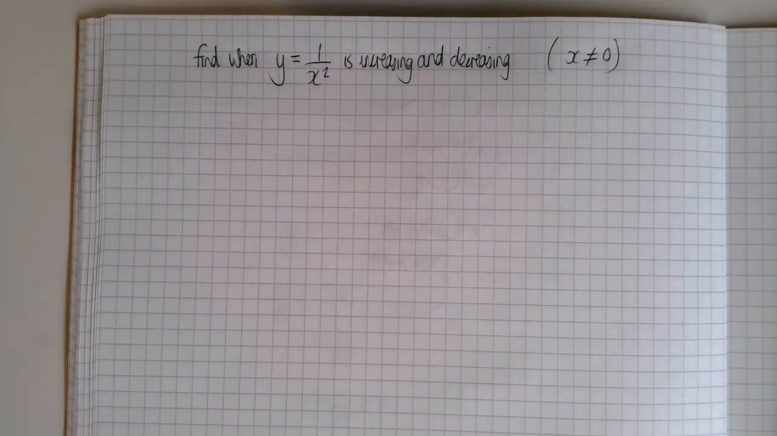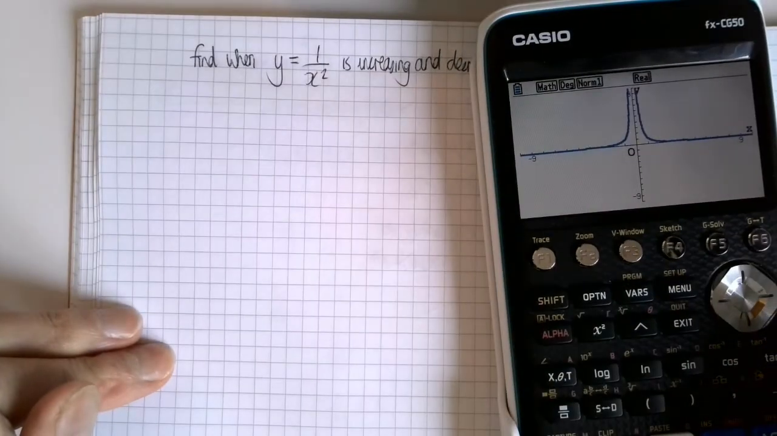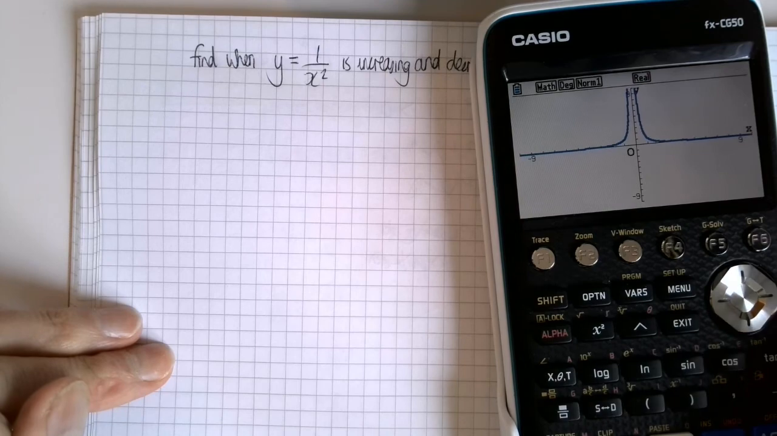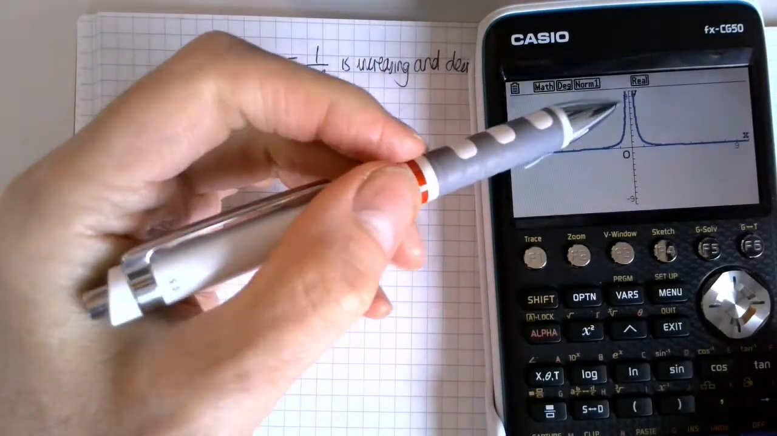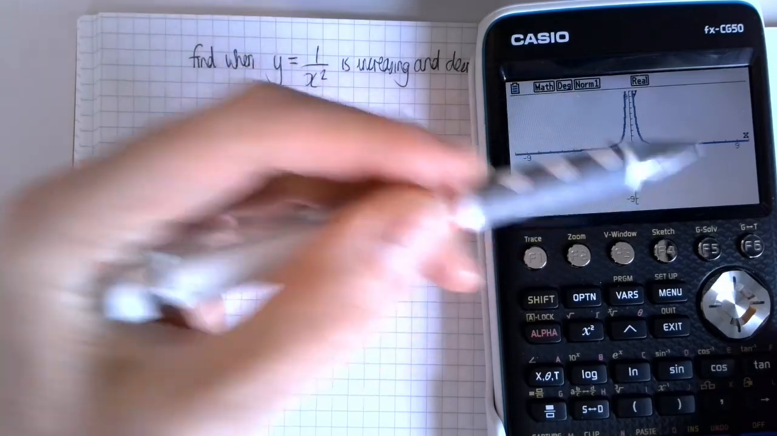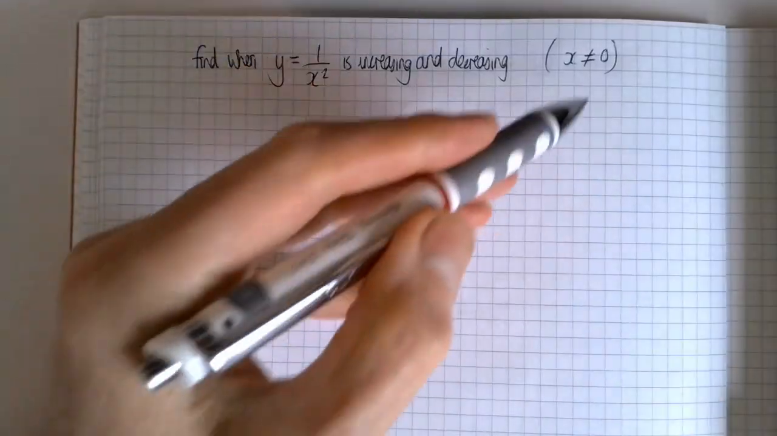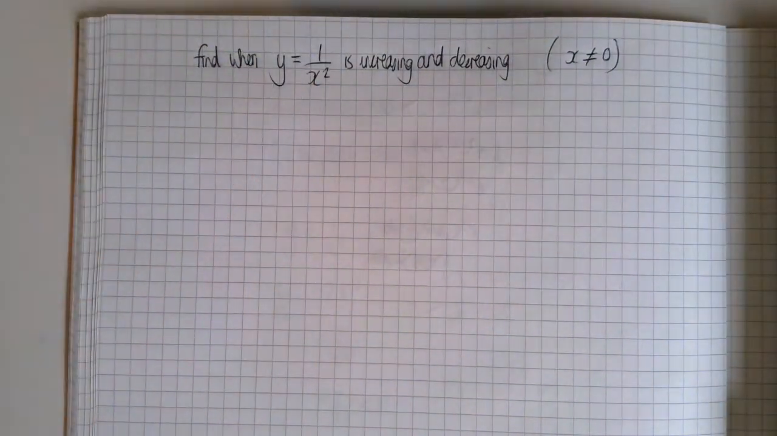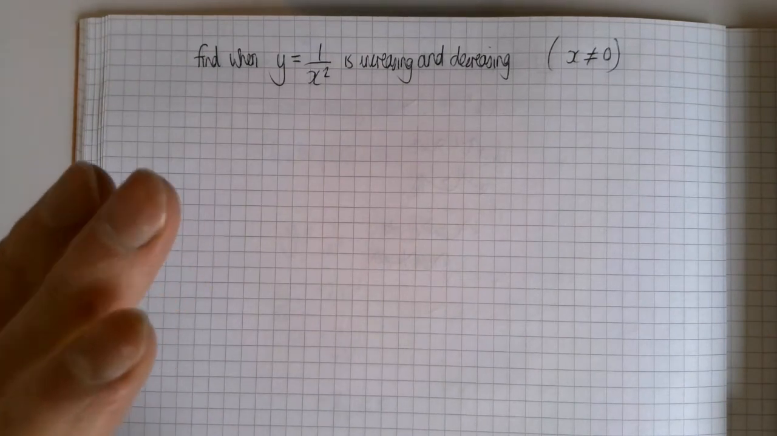Okay, so finally with this, here's a function that you may remember what it looks like. If not, you can sketch it. And so this is clearly one of those functions that's increasing before 0 and decreasing after 0, and we're being told that x can't be 0, which solves that little problem that we have with dividing by 0. But how do we actually show this?